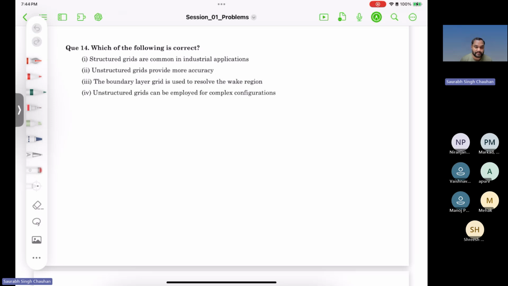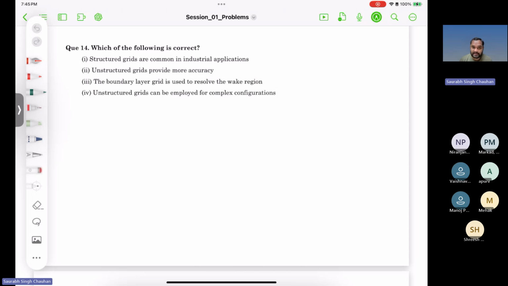This is very easy. First option says structured grids are common in industrial applications. This is not correct. Why? Because industrial applications are complex, right? In industrial applications, geometries are really complex, and when the geometries are complex, you cannot use structured grids everywhere. At some point, you will have to go for an unstructured grid. Second option says unstructured grids provide more accuracy. Again, this is not correct. Structured grids provide more accuracy, right?